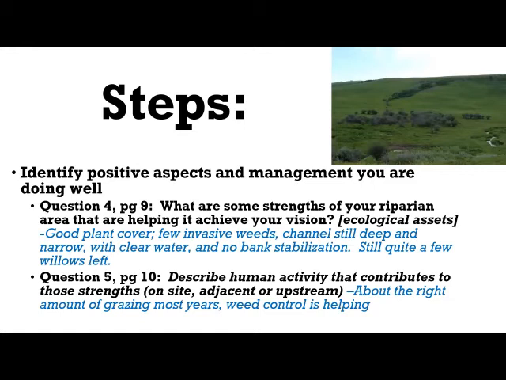And so then the other thing you're going to move on to is, those are the challenges or the issues with the site and riparian health. You want to talk about then on page 9 in question 4, what are the strengths that are helping you or going to help you achieve the vision? So what are the ecological assets that you do have?